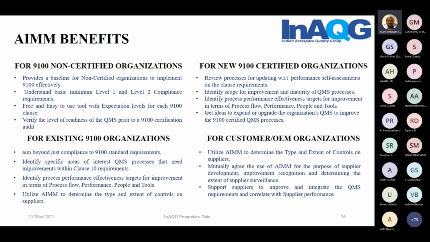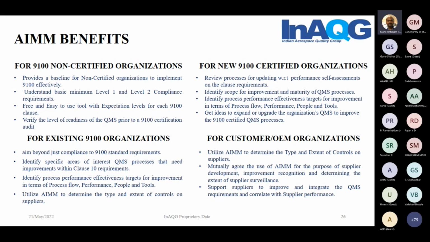Next is for existing organizations. You can aim beyond just 9100 compliance. It's always open for existing QMS organizations to go for higher levels of performance improvement of the processes. So you can identify specific areas under clause 10, focus on them, and improve them at a much better level. For customer OEM organizations, you cannot utilize this for supplier selection, but you can utilize this to determine the type and extent of controls on the suppliers, especially on the surveillance part.